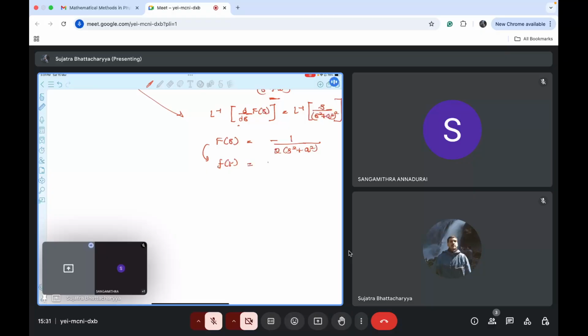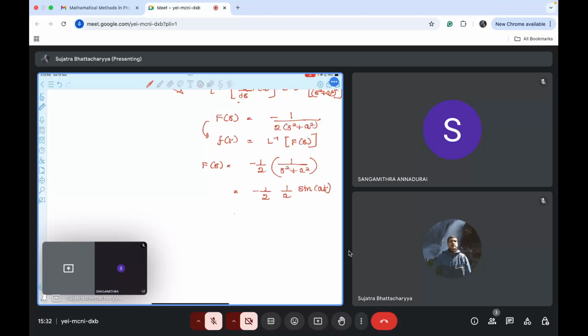Great, let's see. It will be nothing but L inverse of F(s), which will be what? Very simple. See, F(s) is minus half times 1 upon (s square plus a square). And we know that 1 upon s square plus a square is something related to sines. So minus half, 1 by a sine at. This is already listed in the formula. You will see it. So minus 1 upon 2a sine at.